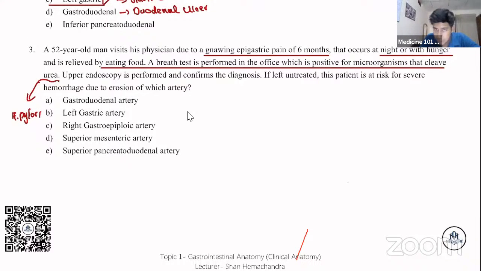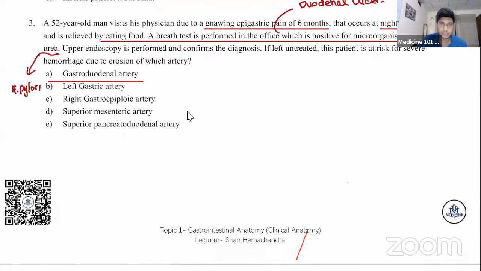Juniors, don't worry. This question is not for you. So the answer here is, it's about a duodenal ulcer. And the answer here is the gastroduodenal artery. Okay, it shouldn't be hard. This is how they correlate. This is clinical anatomy, basically.